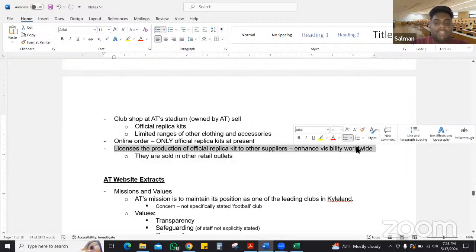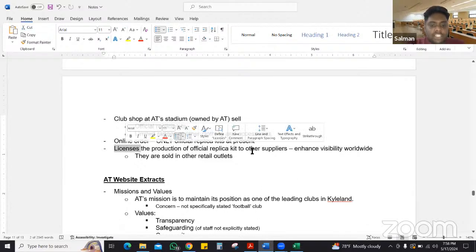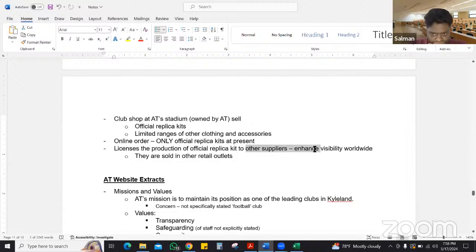Enhance visibility worldwide. Now see, AT, when it comes to selling to global buyers, they also license the production of these kits to other suppliers to enhance the worldwide visibility. So through licensing others, other suppliers will sell in other retail outlets.